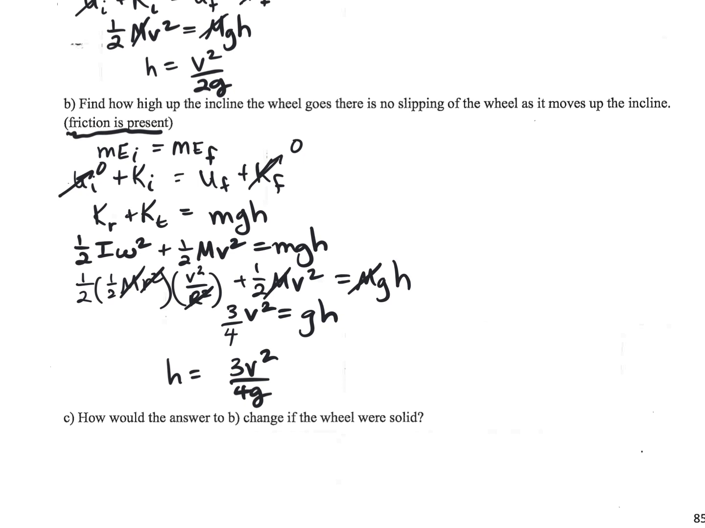How would the answer to B change if the wheel were, well, it says if the wheel were solid. What I'm going to say is, what would happen if the wheel weren't solid? What would happen to the energy? I was wondering if it was just a typo. Hollow? With the same mass.